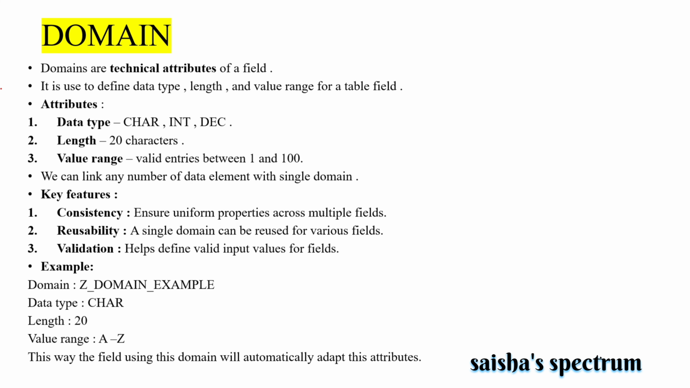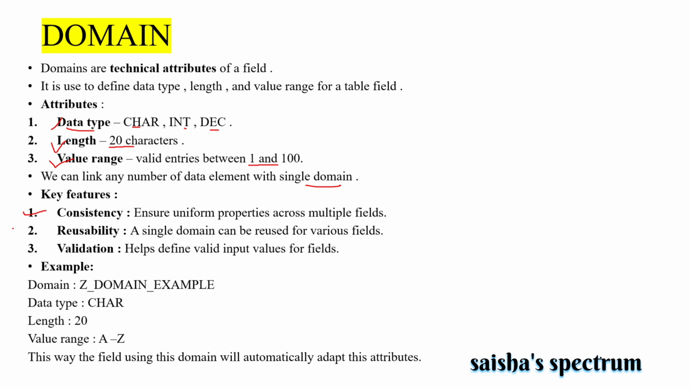So domains are the technical attributes of a field, and they are used to define attributes like data type, length, and value range, where data types include character, integer, and decimal. To provide a length of our requirement, I have provided here 20 characters, and the value range should be between 1 and 100 or A to Z, and we can link any number of data elements with a single domain. So let us see the key features of a domain.